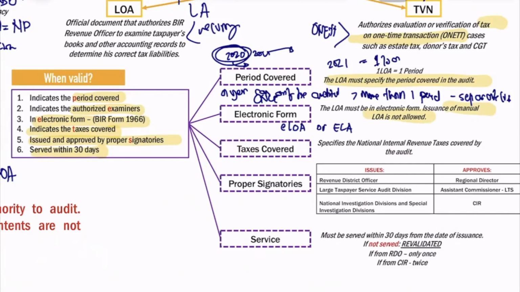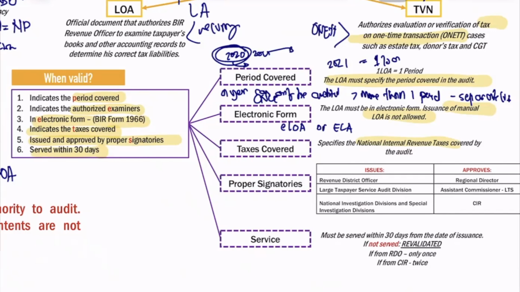Fourth, the taxes covered. It must specify the national internal revenue taxes covered. So if it's VAT, VAT. If percentage tax, percentage tax. Can it cover different types of taxes? Yes, as long as it is indicated there in the LOA.